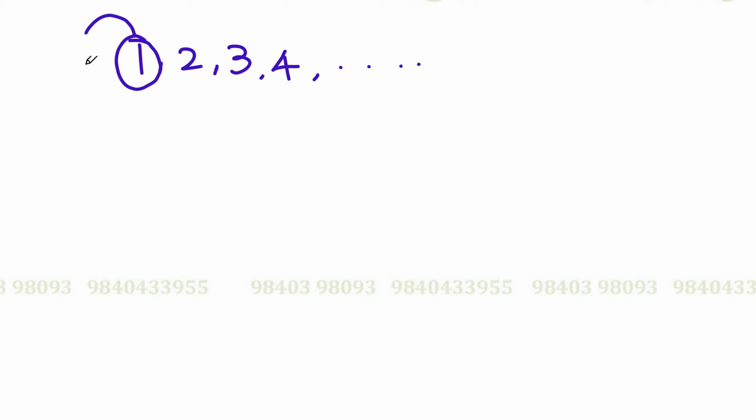There is no predecessor, because natural numbers start with what? 1, 2, 3, 4. So in this case there is no 0. 0 is not a natural number. Therefore you are asking why. Okay, you are asking why. So what is the predecessor?